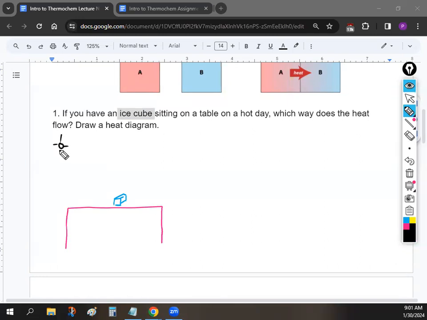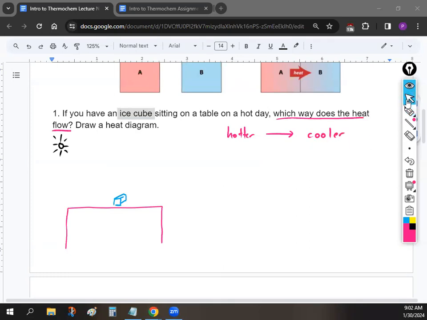And then we got the sun just to show that it's a hot day. Okay. All right, and what we're going to do is we're just going to draw with arrows which way the heat is flowing. Now, we learned earlier that heat flows from the hotter object, right? And it goes to the cooler one, okay?